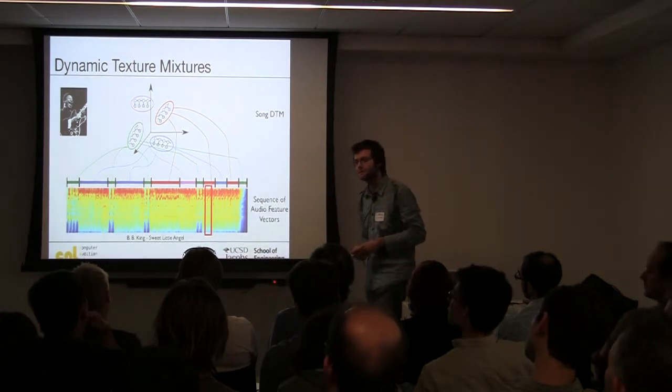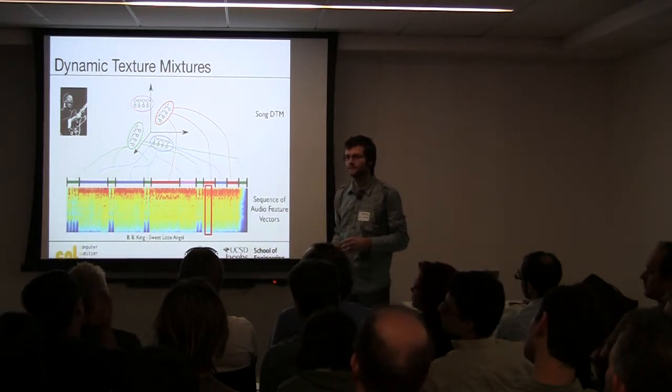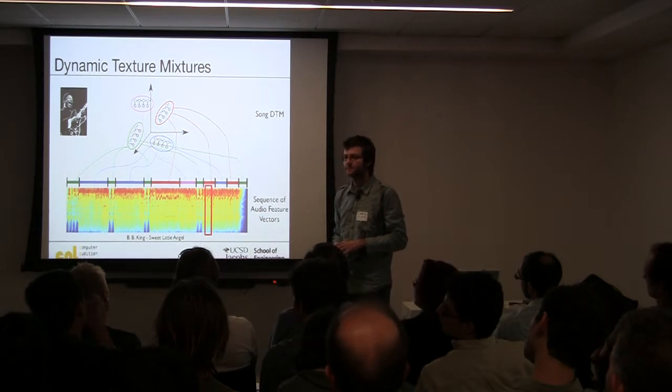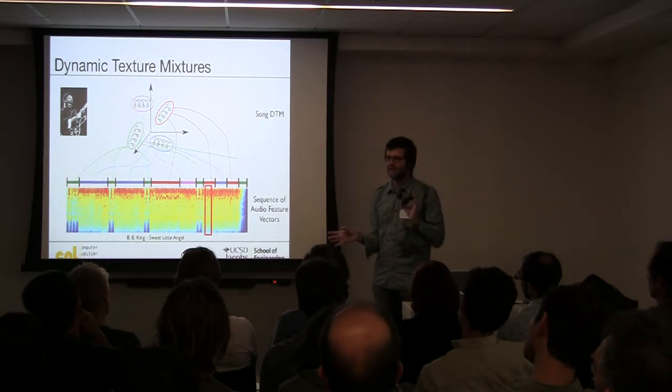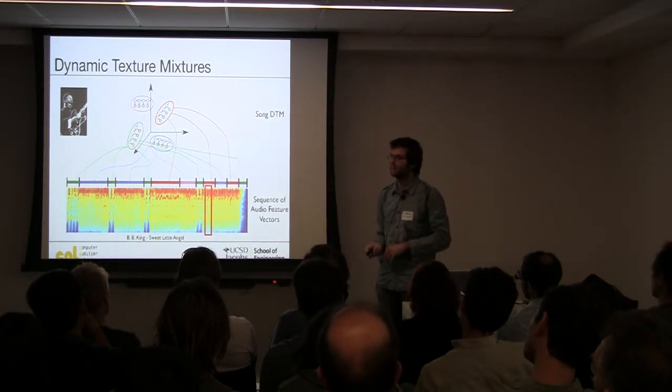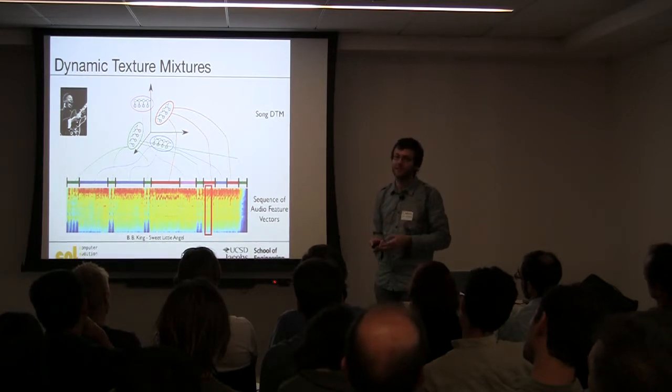The question is, there is overlapping instruments and vocal at the same time. How does your model deal with that? Yeah, so this is a purely data-driven approach, so it'll just model that as a whole. So it's not splitting it up into pieces. So we're not doing any ICA or source separation or anything like that at this point.